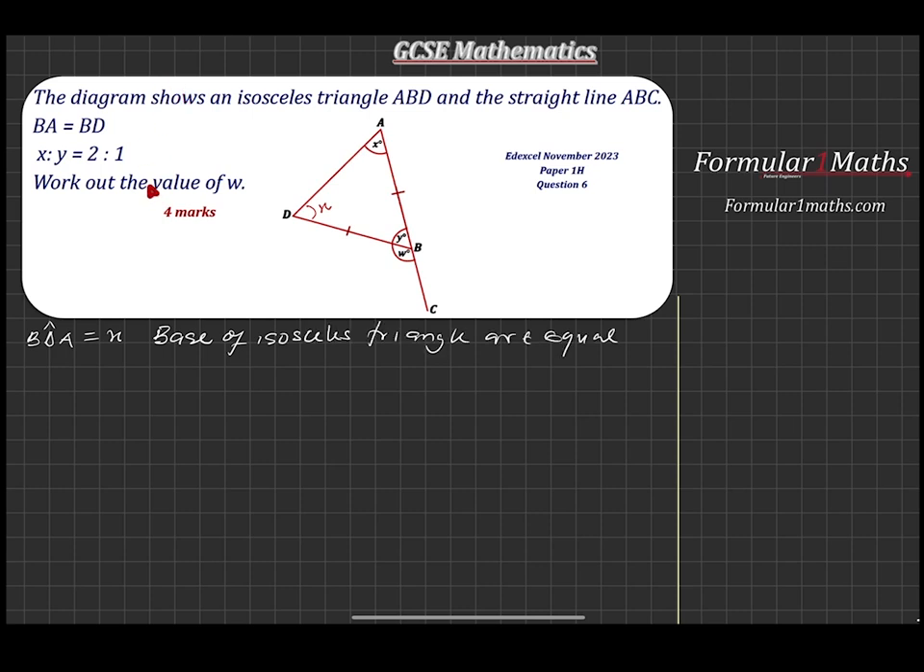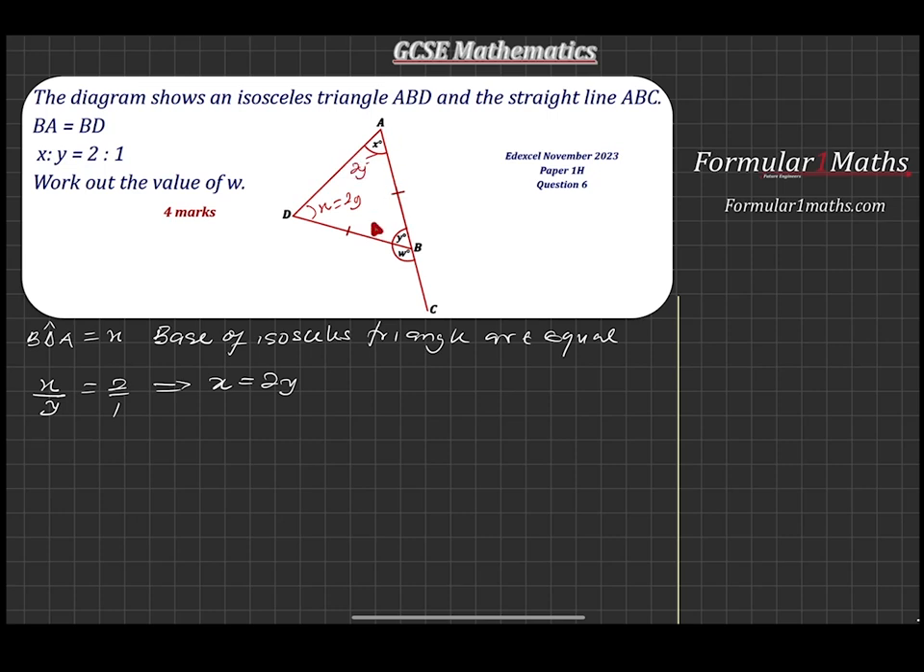We also know that the ratio of x to y is 2:1. That means x divided by y equals 2 divided by 1. And this implies that x is equal to 2y. And we get that by rearranging this equation. So if x equals 2y, then we can replace this x with 2y and replace this x with 2y. So let's do that. And we can say that this is equal to 2y. And this is also equal to 2y.